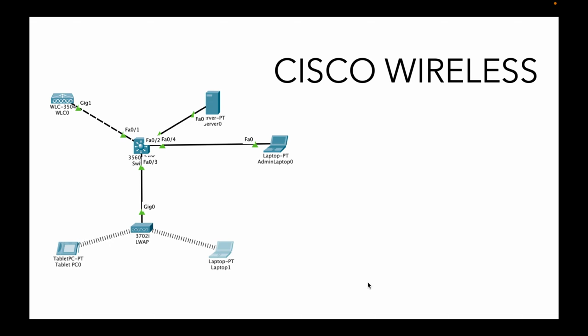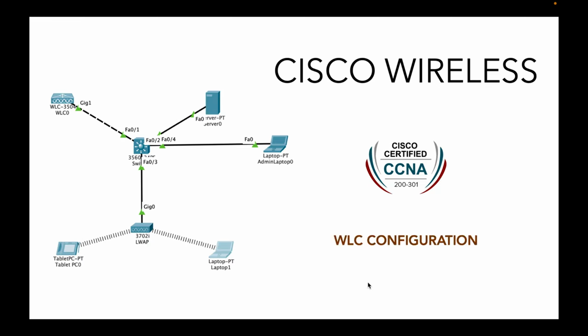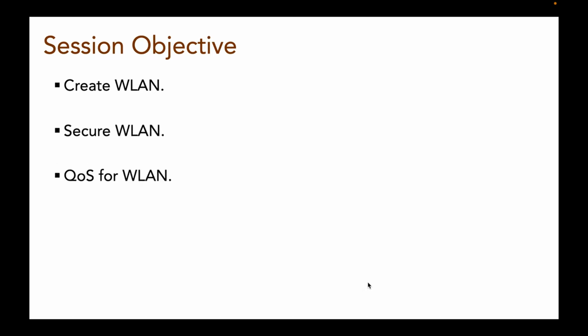In this session of the CCNA series, I'll show you some of the features of the wireless LAN controller using Packet Tracer. I'll start by creating a new wireless LAN on the controller and then securing the same wireless LAN, exploring the QoS section, and then the advanced wireless settings.